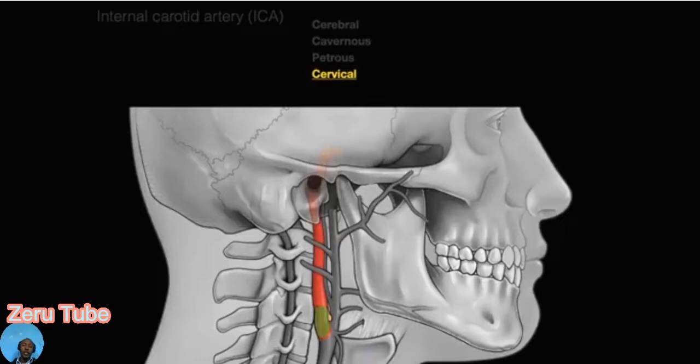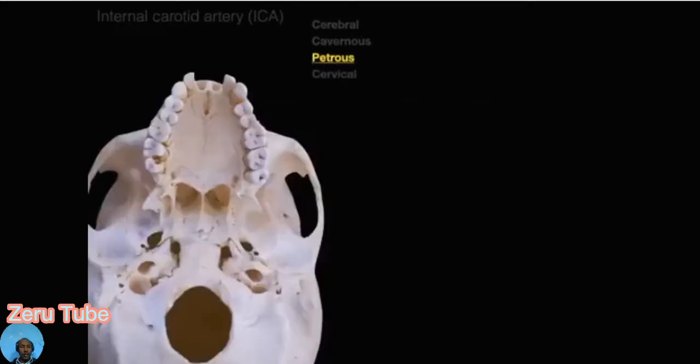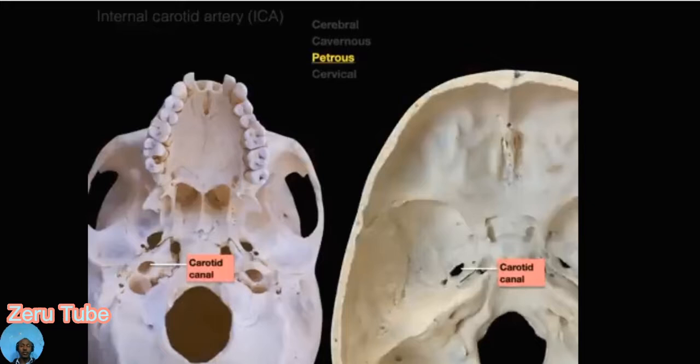Cervical part, and the second part is the petrous part, which is located within the carotid canal. So this is the cervical part, which is found at the neck, and the petrous part is located within the carotid canal.